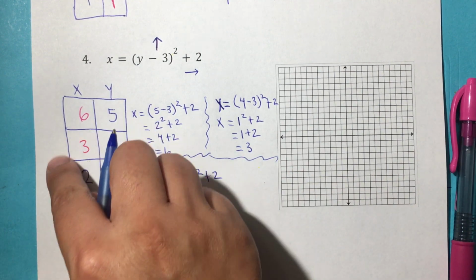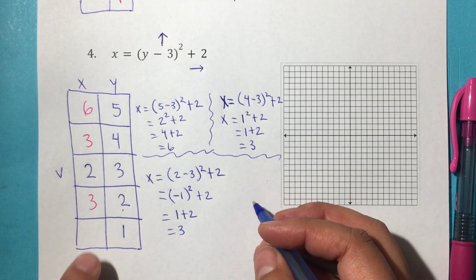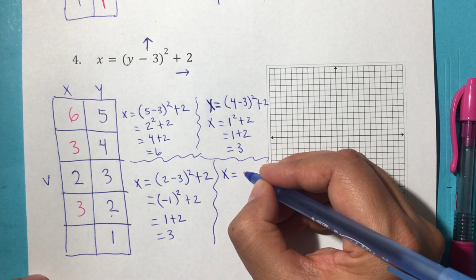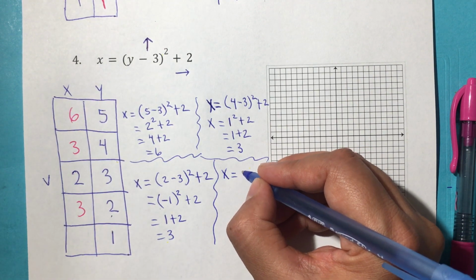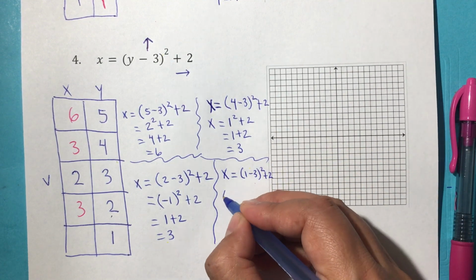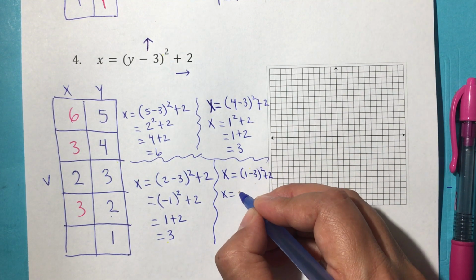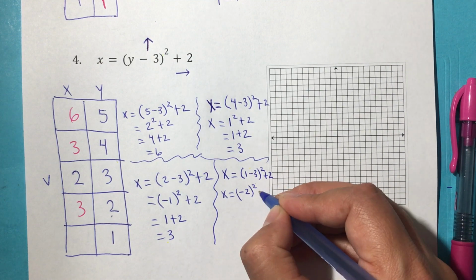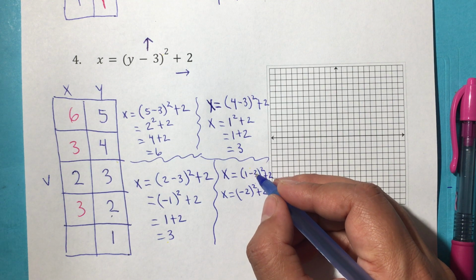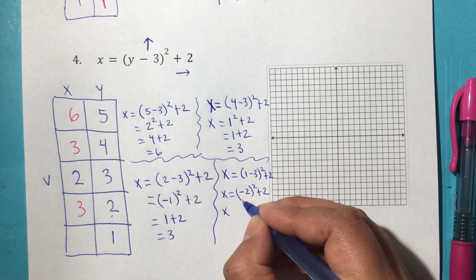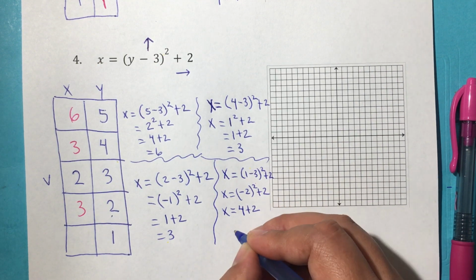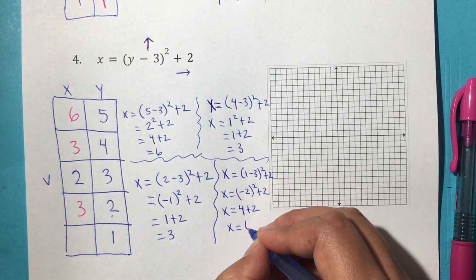Notice how we have the same values for x, so these should be the same as well. And now it's going to be x is equal to y is 1, minus 3 squared plus 2. 1 minus 3 is negative 2 squared plus 2. Remember that when we have a positive and a negative, we subtract and leave the greater sign. Negative 2 times negative 2 is positive 4, plus 2, and 4 plus 2 is 6.